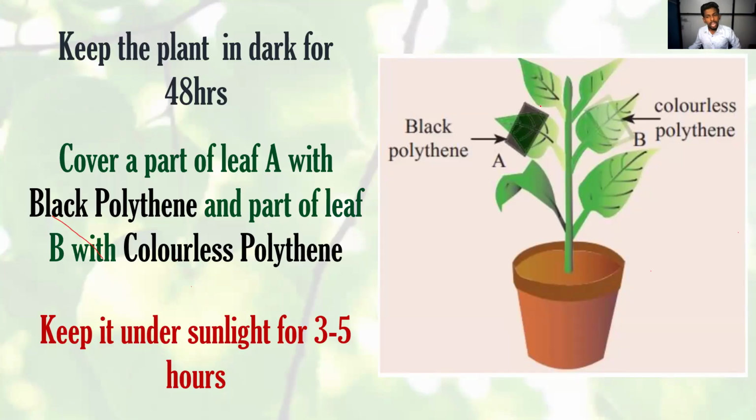So here we have taken a plant leaf and covered it with black color polythene. And here we have taken another leaf and covered it with colorless polythene. We have taken two leaves, one covered with black polythene and the other with colorless polythene. Now, we are going to do the starch test.